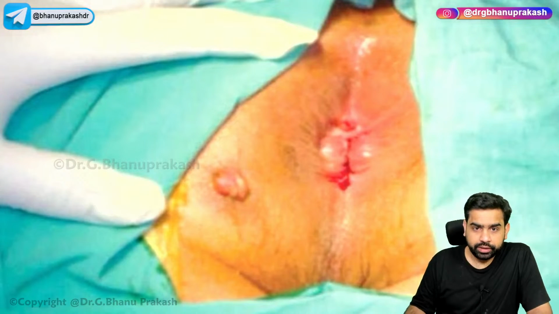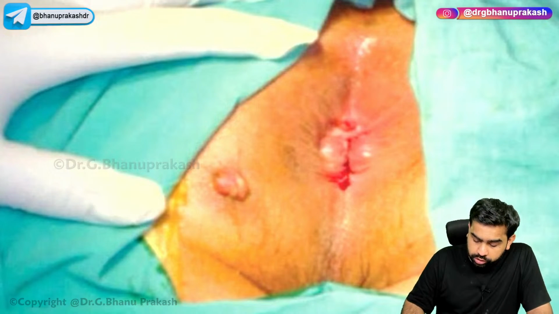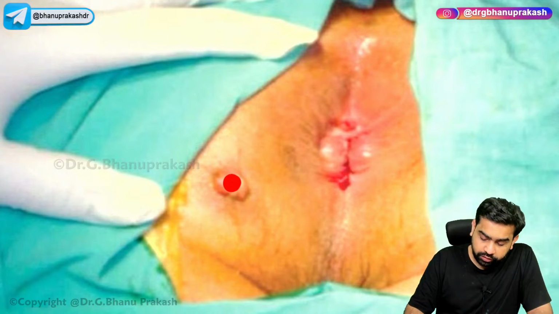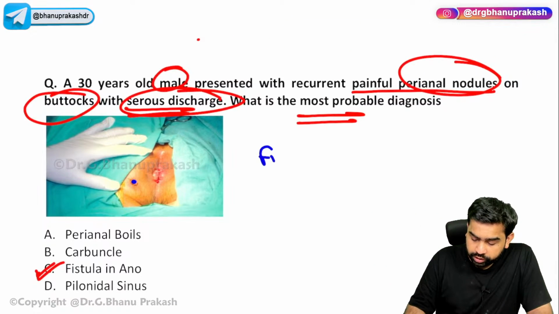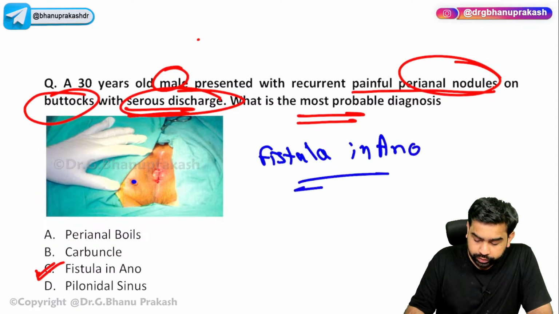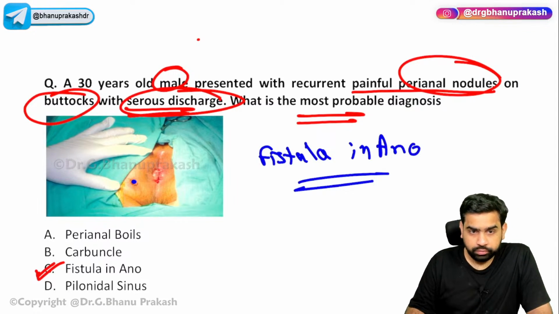I'll just zoom in. My bad, I did not zoom in earlier. So this is an external opening of that fistula. You understand my point? So what are you dealing with over here? This is your fistula in ano. I hope you are able to appreciate this, right? Serous discharge coming out, fistula in ano.